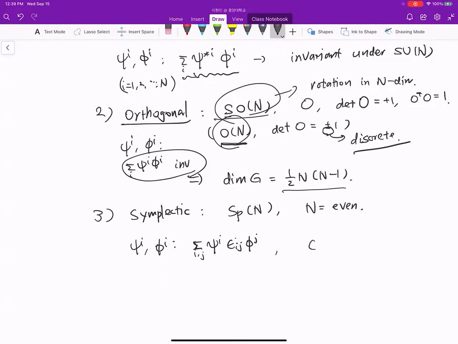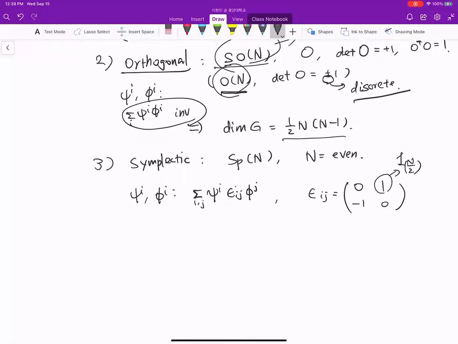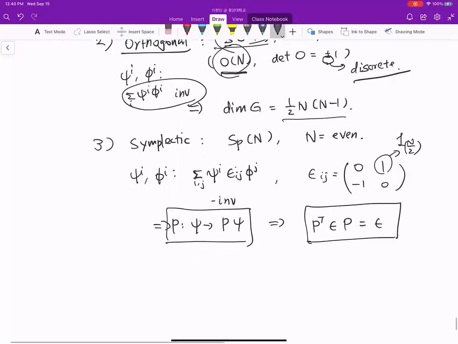And this is invariant, where epsilon_ij is the matrix 0, 1, minus 1, 0, and this I is the n over 2 times n over 2 identity, a kind of block matrix with n over 2 times n over 2 blocks. Then this is invariant. Let's say you have a transformation P, a symplectic transformation. Then this P matrix satisfies the following condition. It looks very similar to the orthogonal group, apart from this epsilon.